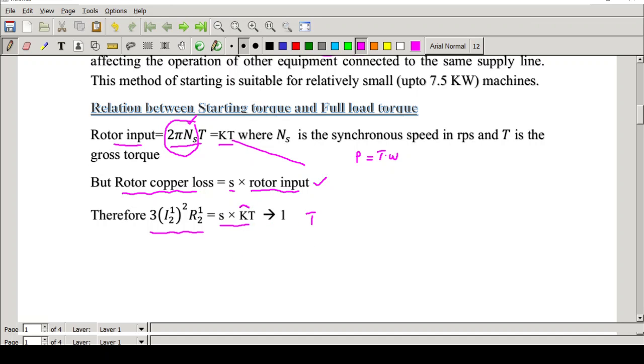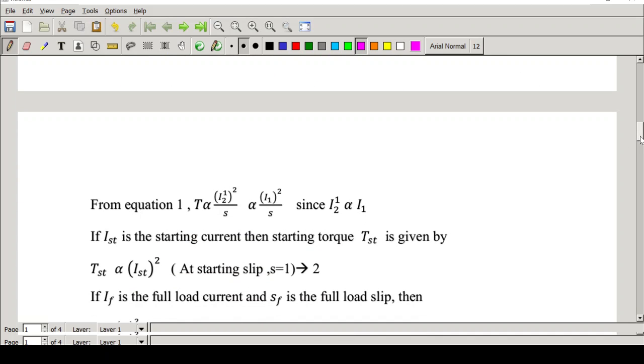This K is a constant, so it can be ignored, R2 dash can also be taken as a constant, and this 3 is also a constant. So finally we get the relation that torque is proportional to I2 dash the whole squared by S, or slip. And this I2 dash, the current flowing through the rotor winding, is proportional to the stator current I1. So we can write that torque is proportional to I1 the whole square divided by S, because I2 dash is proportional to I1.